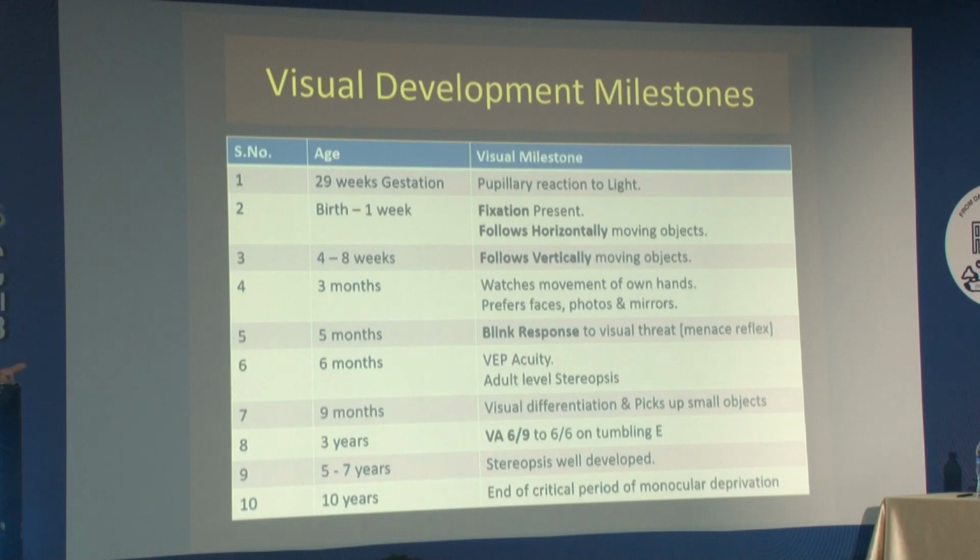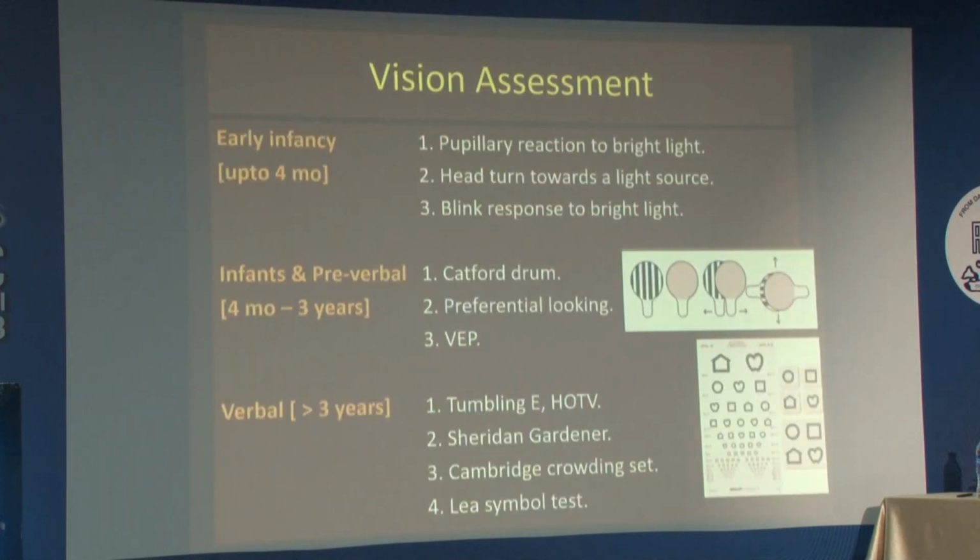At 29 weeks of gestation, yes, when the baby is in the womb, the pupillary reaction to light is present. Fixation and horizontal following of moving objects, horizontal tracking, is present from birth to 1 week. Vertical tracking occurs from 4 to 8 weeks, blink response at 5 weeks, and by 3 years of age, the child will have 6/9 visual acuity. And if these milestones are not followed, the child has visual impairment.